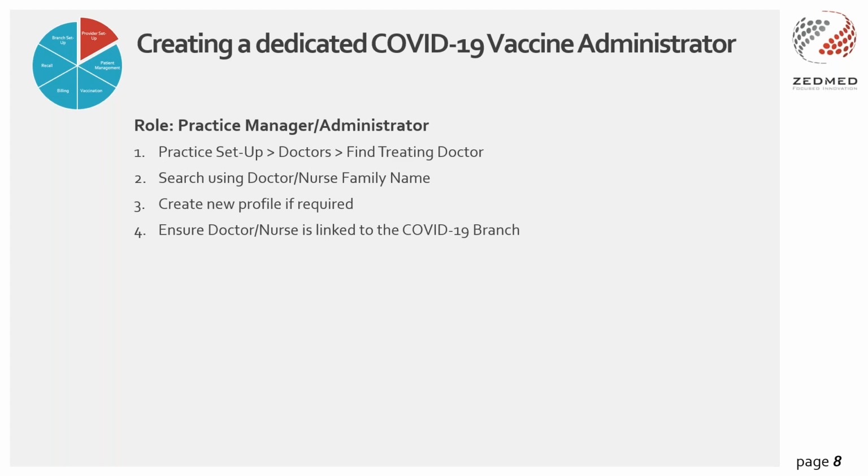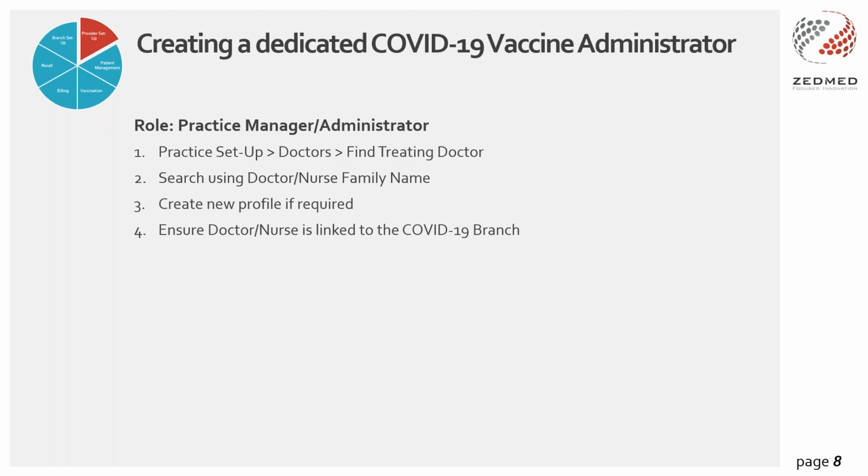And we'll need to go back into practice setup under the doctor's field, find a treating doctor. And we firstly search for either a doctor or a nurse by family name. And if need be, we will also create a new profile if required. So typically, we recommend this step for any nurse that is administering the vaccine. Typically, they won't be set up as a doctor, but we recommend that you set up a doctor profile for each nurse that is administering the vaccine. From my understanding, you will need one supervising doctor for the COVID branch, and primarily most practices will be relying on the services of a nurse for the actual administration.